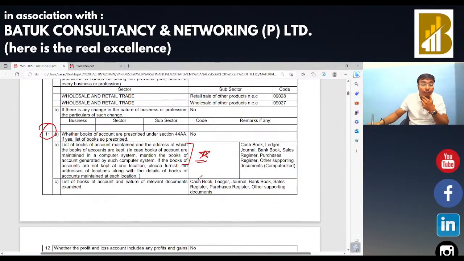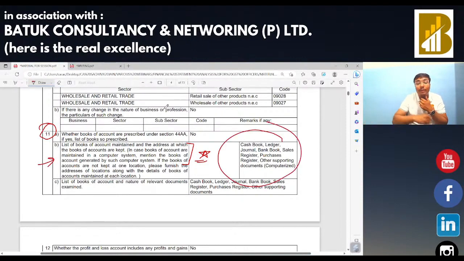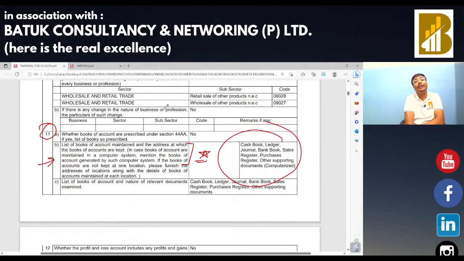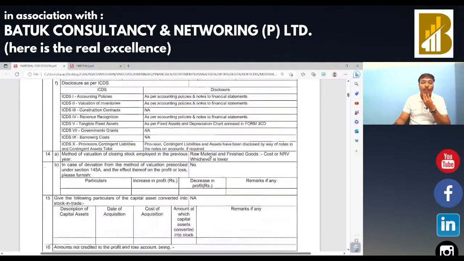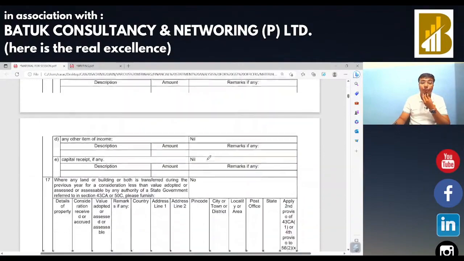By analyzing the form 3CD, you get the idea of what required documents are maintained by that particular entity, because while doing the audit you also need to record what the important records maintained by the taxpayer are. So by analyzing the form 3CD you can get the idea. Okay sir. Now, ICDS is not relevant for you.